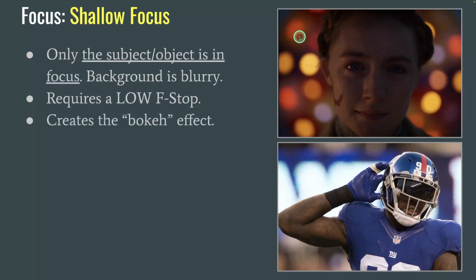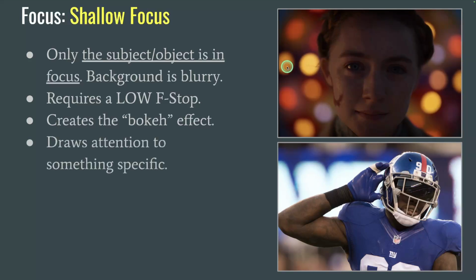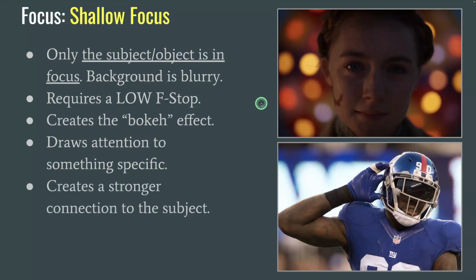This creates this bokeh effect, which is what you see here in this example. When you have a subject standing and there's a bunch of lights in the background that go out of focus, that is called bokeh, which is what this is right here. And it's a very cool cinematic shot for shallow focus photos. And again, it draws attention to something specific. Instead of worrying about the background or a wide shot, we're focused solely on the main character or the object, and it draws our eyes straight to them, creating a stronger connection, of course.